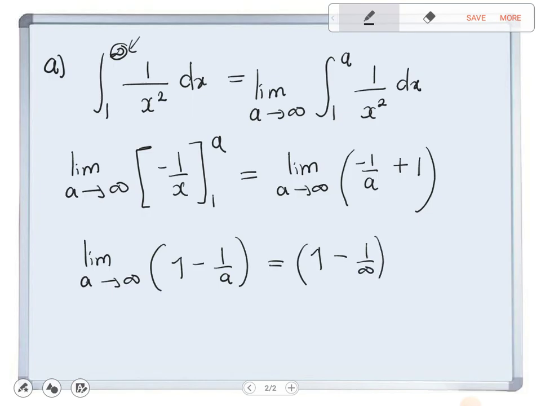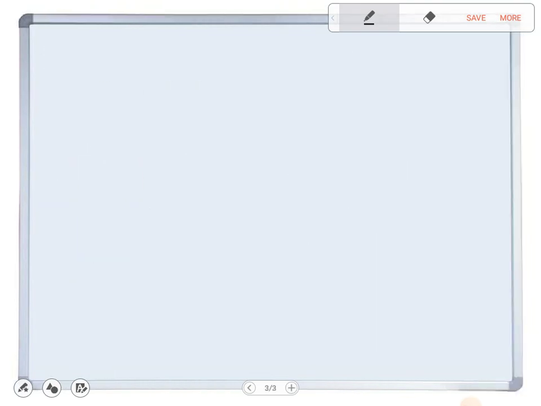Now know that infinity is a bigger number, so as we divide by a bigger number, that value keeps approaching 0. So we just end up with 1 minus 0, which gives us 1 as the answer. So that's the answer for that question. The same applies for b.